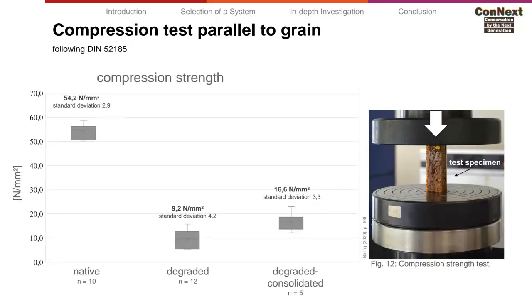Let's now move on to the results of the compression test parallel to the grain. I wanted to figure out how the compression strength in the degraded wood increases through the consolidation. Or to put it another way, how much compressive load can the wood or the test specimen withstand until it breaks? Therefore, I tested in multiple executions the three types of wood specimens shown on the previous slide. You can see the test results in the box plot, and my reference value is the native wood on the left side of the plot.